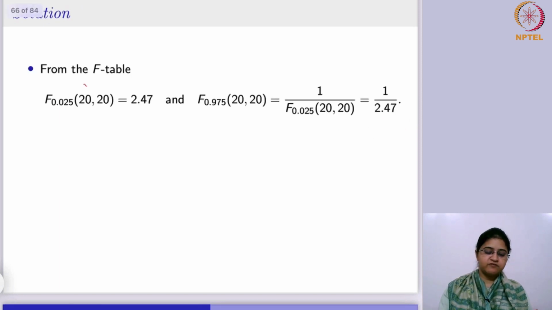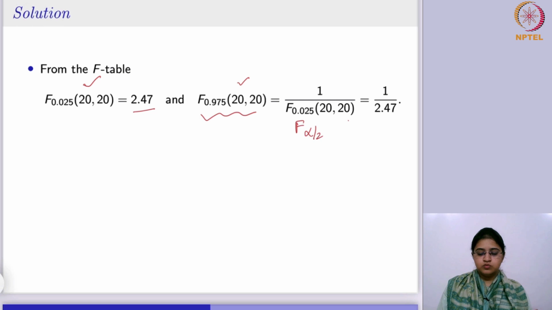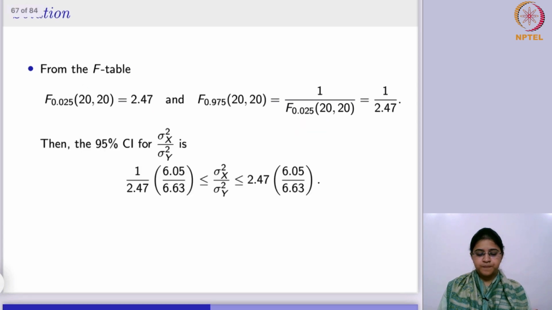You can see that F alpha by 2 at m minus 1, n minus 1 will be 2.47, and if I look at 1 minus alpha by 2, it would just be 1 over this, right? So even if you don't know this value, you know the relation that it would be the same as F alpha by 2, it would be 1 over 2.47, so it is easy to calculate. And finally you can just substitute it, because this one would come here, Sx square over Sy square, and same things here, right?